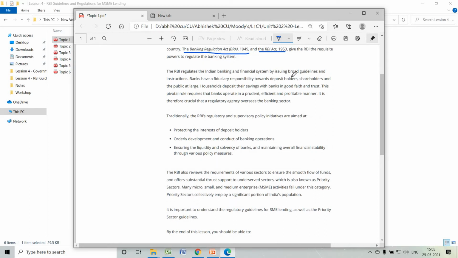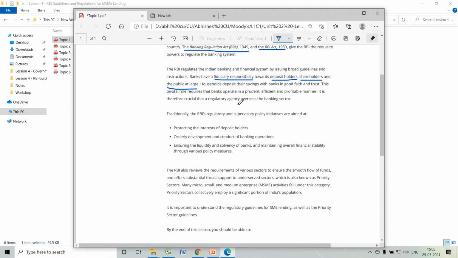RBI regulates the Indian banking and financial system by issuing broad guidelines and instructions. Banks have fiduciary responsibility towards deposit holders, shareholders, and the public at large. Fiduciary responsibility means they are in the relationship of trustee, right? So banks act as trustee of their deposit holders, shareholders, and the public at large. Households deposit their savings in the bank in good faith and trust. This pivotal role requires that banks operate in a prudent, efficient, and profitable manner. It is therefore crucial that a regulatory agency oversees the banking sector.